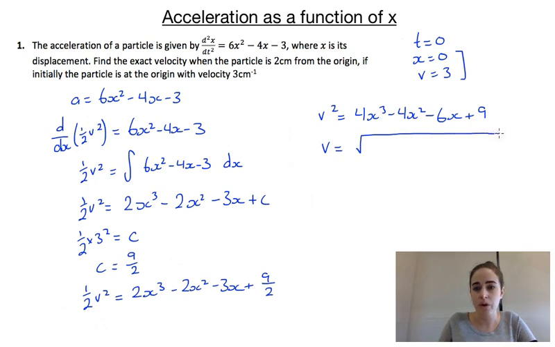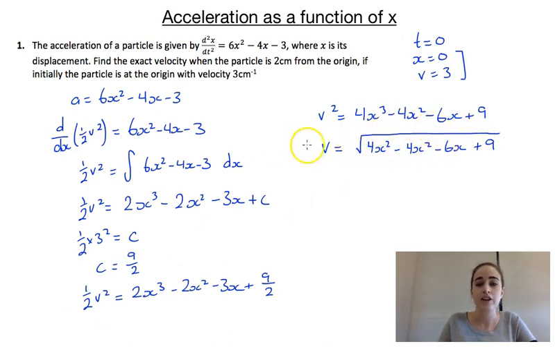Now, when we take the square root, normally we take the plus or minus square root, but we have to decide which one of those we're going to use, because for a particular displacement, we can't have it being positive and negative velocity. That doesn't make sense. So we need to use this as well. We know that when x is 0, velocity is a positive 3. So that means we're just going to look at the positive square root in this case.